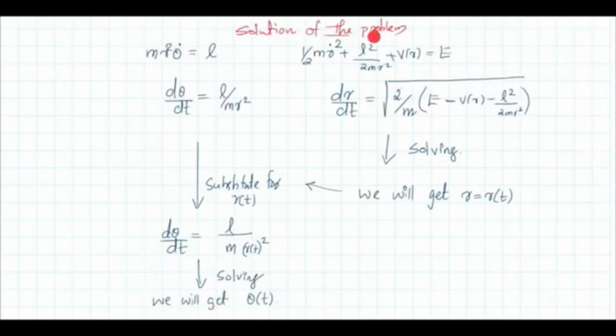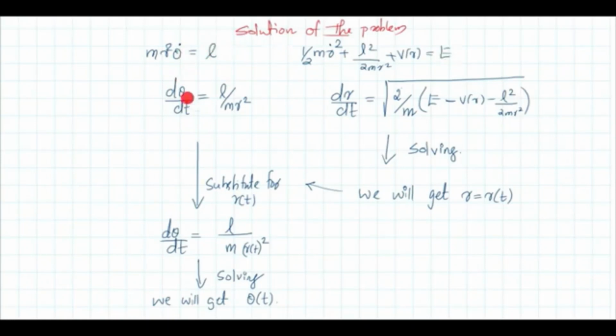Now, what is the solution of the problem? We have two equations. After one integration of differential equation in theta, we will get mr square theta dot equal to L, and after one integration of a differential equation in r, we will get half m r dot square plus L square by 2mr square plus v of r equal to E. So both these equations are first order ODE, because already one integration is done and we got two integration constants. One is angular momentum, the other one is total energy.